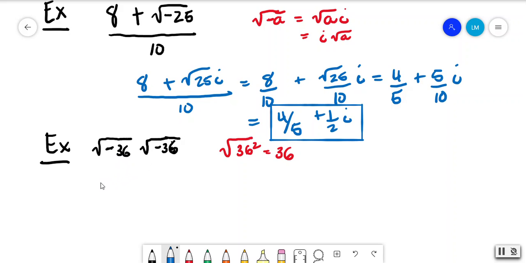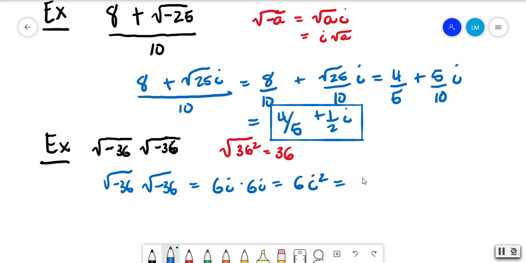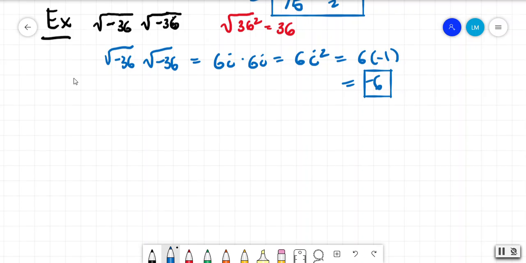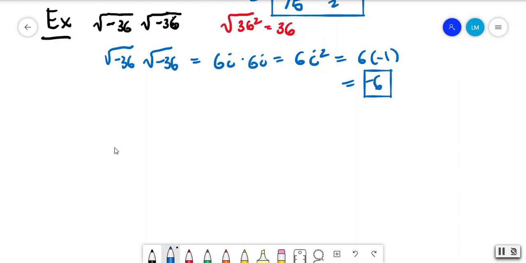So in any case, you have the square root of negative 36 multiplied by the square root of negative 36, and by definition, the first one is 6i. But then you have 6i again, and that equals 6i squared. But what is i squared? It's negative 1. So you have negative 6. So you can see how applying the definition is very important in this sense. Let's do one more.